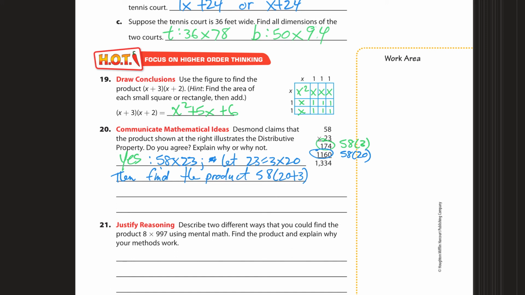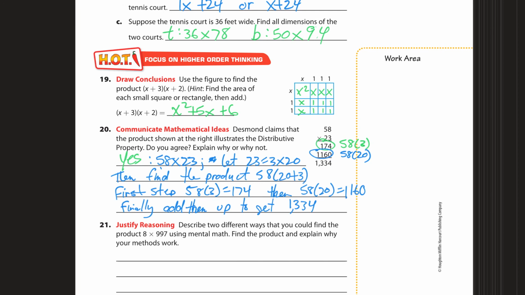Okay. So, first step is 58 times 3, which is 174. Then 58 times 20 is what? 1,160. Add them up to get 1,334. Okay. Yeah, you're distributing 58 to each of those items. 58 times 20 and 58 times 3.